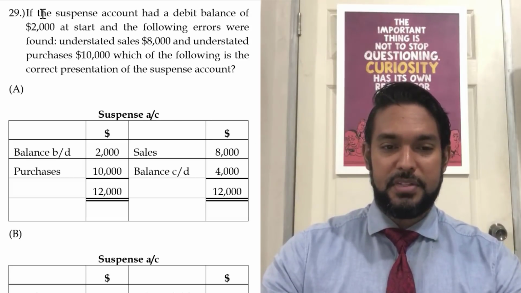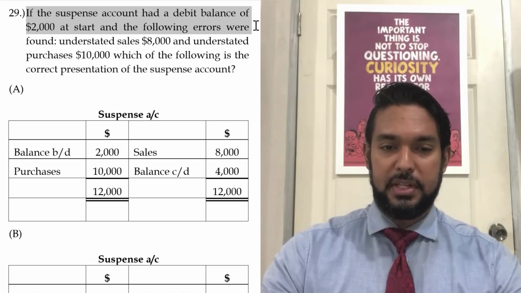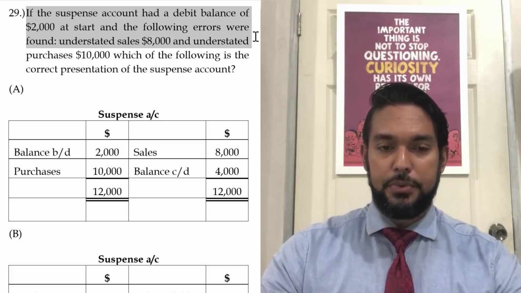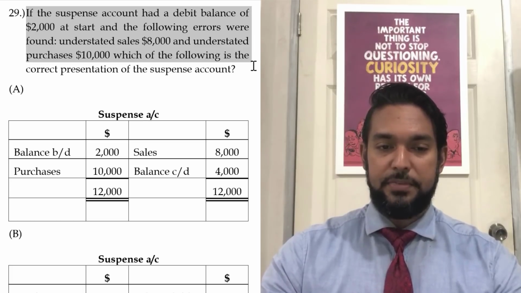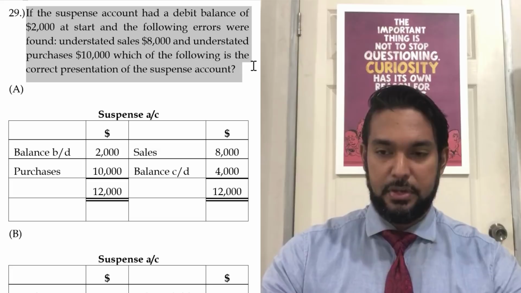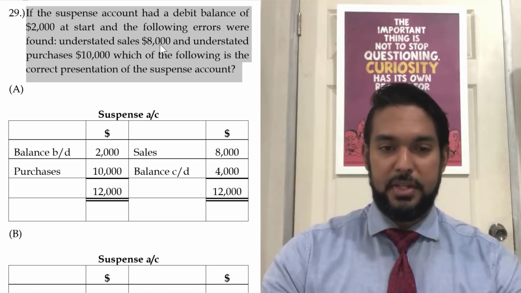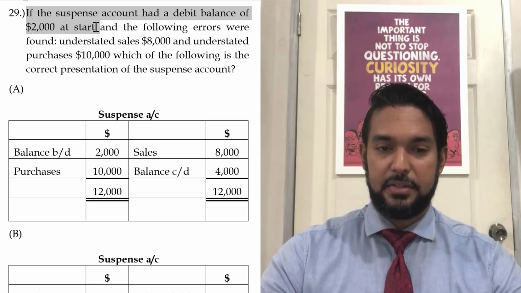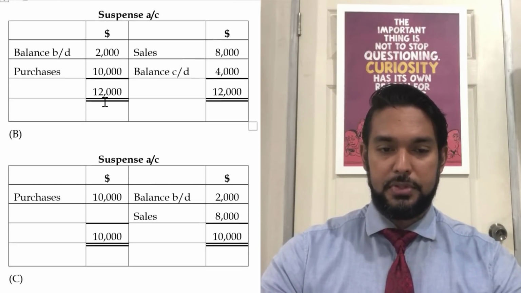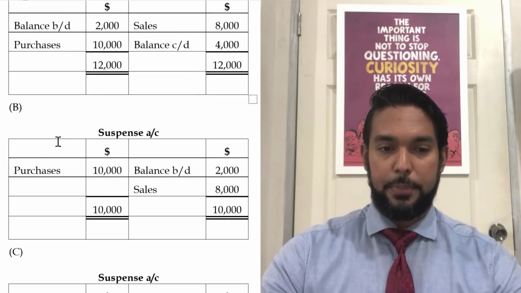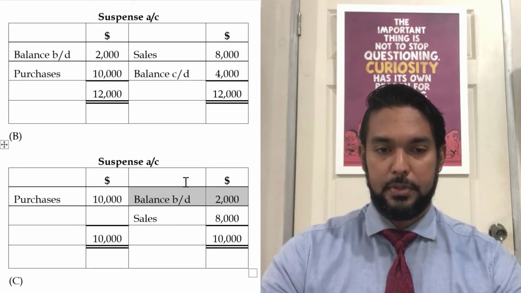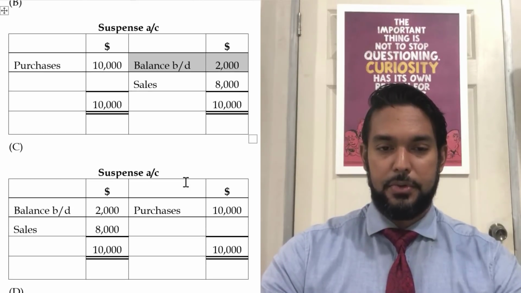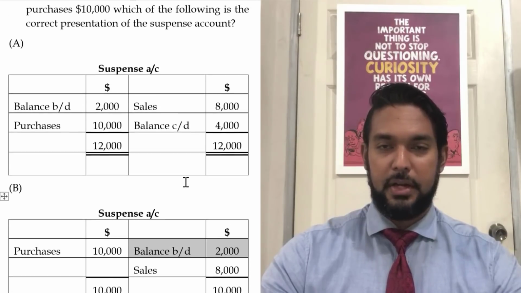Okay. So if the suspense account had a debit balance of 2,000 at start, and the following errors were found, understated sales of 8,000 and understated purchases of 10,000, which of the following is the correct presentation of the suspense account? Okay, so let's start at the top. If the suspense account had a debit balance of 2,000 at start, let's find out which options are... Alright, so option B is out because there's a balance on the credit side. So that's a no-go. Alright, so I'll fix it in post.